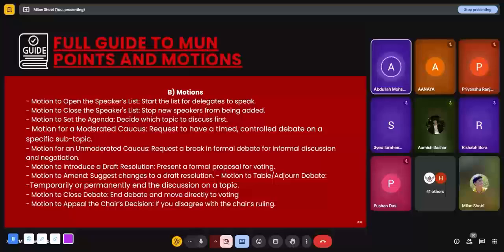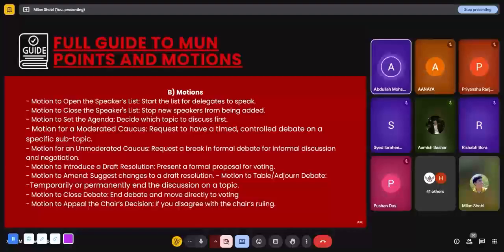Next comes motion for an unmoderated caucus for informal discussions, lobbying, or working on resolutions. You will say motion for an unmoderated caucus of 15 minutes to discuss possible clauses for the working paper. Everyone now can move around and talk freely in this motion.